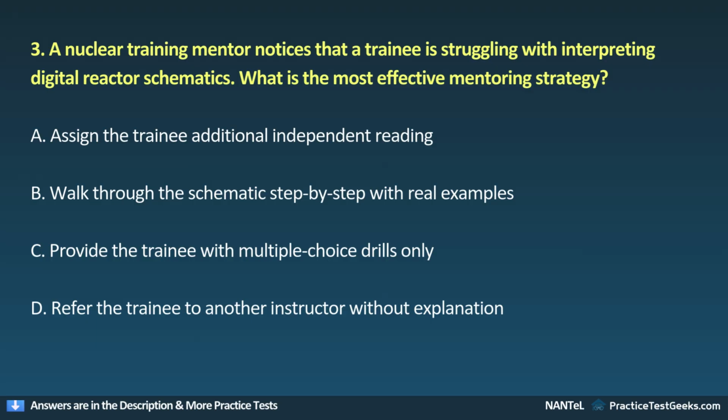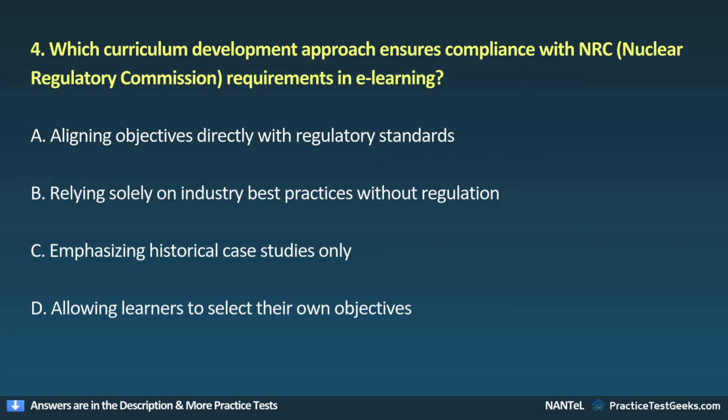3. A nuclear training mentor notices that a trainee is struggling with interpreting digital reactor schematics. What is the most effective mentoring strategy? A. Assign the trainee additional independent reading. B. Walk through the schematic step by step with real examples. C. Provide the trainee with multiple choice drills only. D. Refer the trainee to another instructor without explanation.